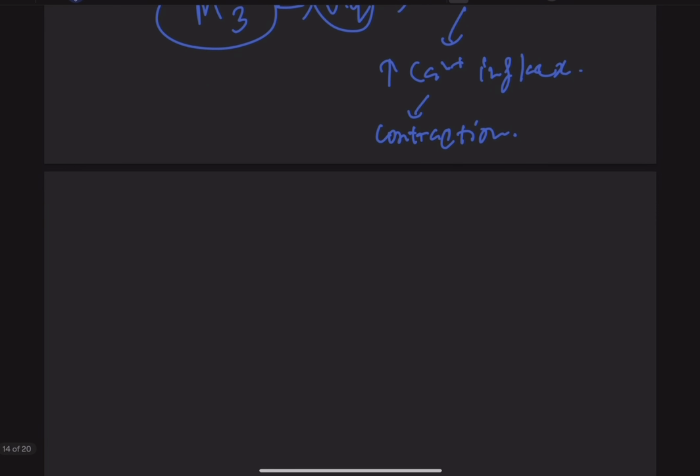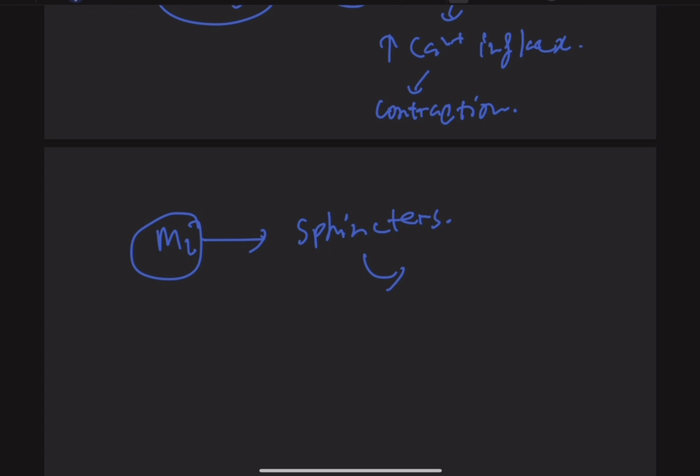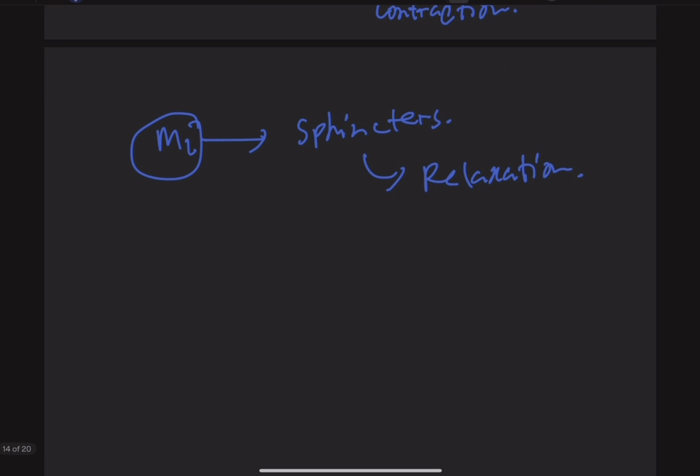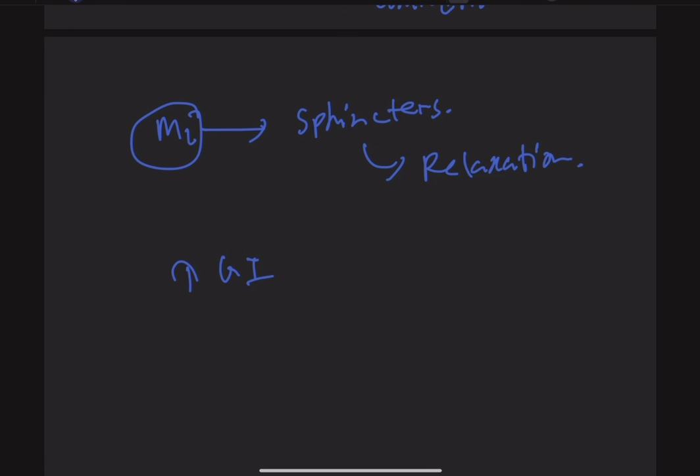And we have the M3 receptor in the sphincters of the GI tract, and that leads to relaxation of the sphincters. So ultimately, these drugs increase the GIT motility.